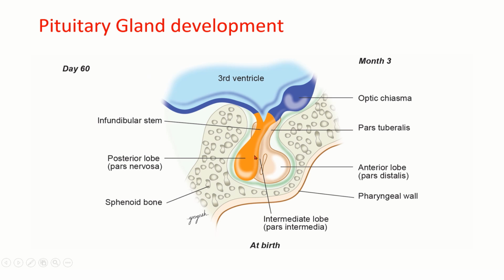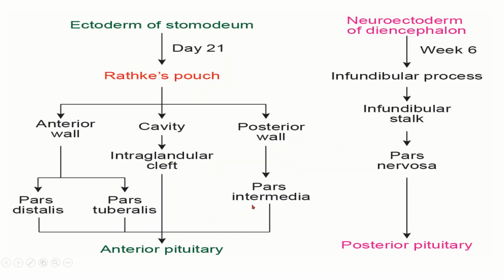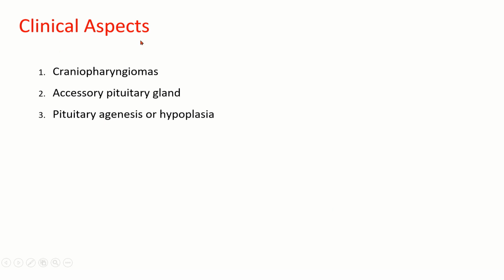You can see the pars intermedia, pars distalis, and pars tuberalis, which develop from the Rathke's pouch, and you can see the infundibular stem and posterior lobe developed from the infundibulum. So Rathke's pouch, anterior wall, pars distalis, pars tuberalis, the cavity, intergranular cleft, posterior wall, pars intermedia, anterior pituitary. Infundibular process, infundibular stalk, and pars nervosa, posterior pituitary. Blood aspects.